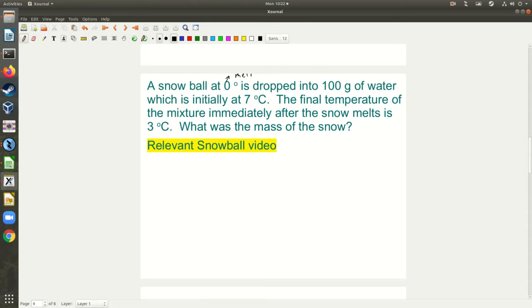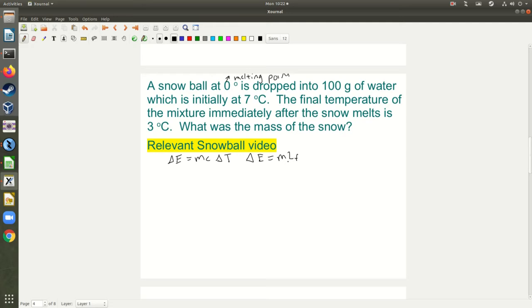Let me do the problem first and I'll come back to what I'm trying to get at: melting point. 100 grams of water, which is initially 7 degrees Celsius. The final temperature of the mixture immediately after the snow melts is 3. What is the mass of the snow? So we know that delta E equals mc delta T. And then from today, we know that E is equal to mLF.